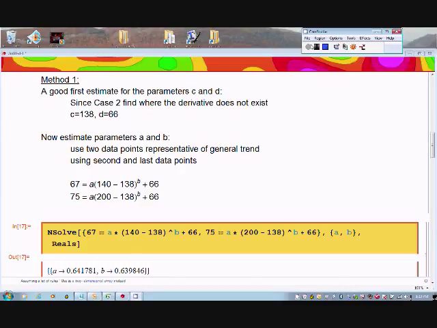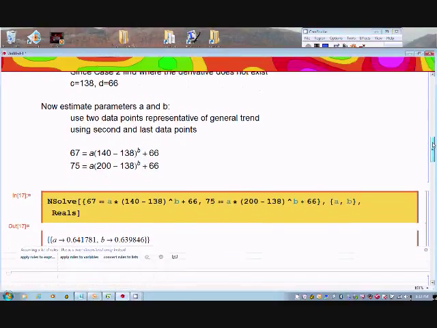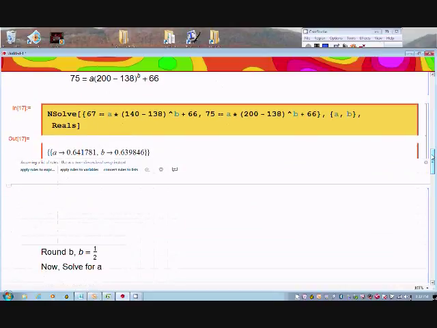So the best case for this one would be B of 1 over 2, because that gives us 0.5, because if we use 1 over 3 or 1 over 4, that takes us further away. So the best estimate we could come up with is B of 0.5. So if we round our B and let B equal 1/2, now we have to solve for our A value using that B equals 1/2.